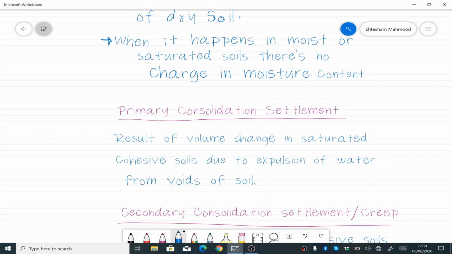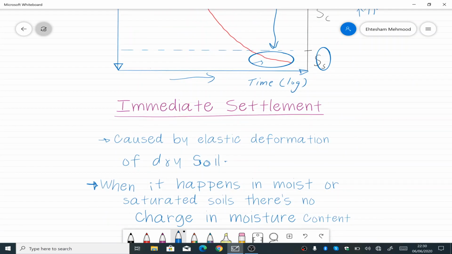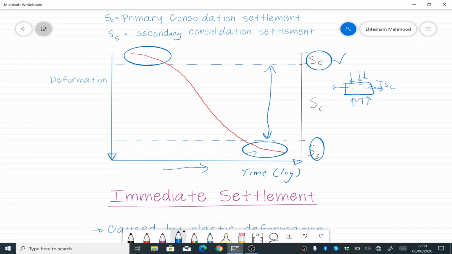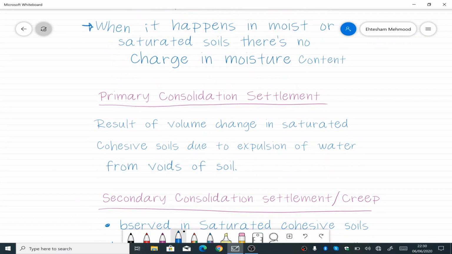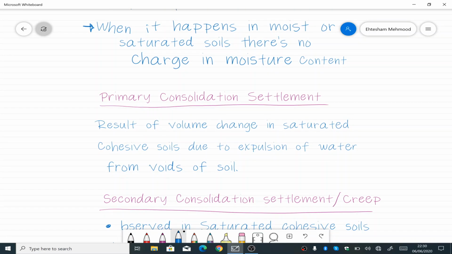Primary consolidation settlement, that is the major chunk. We have already seen that the major part of settlement is the primary consolidation. That is the result of the volume change in a saturated cohesive soil due to expulsion of water from the voids of the soil.